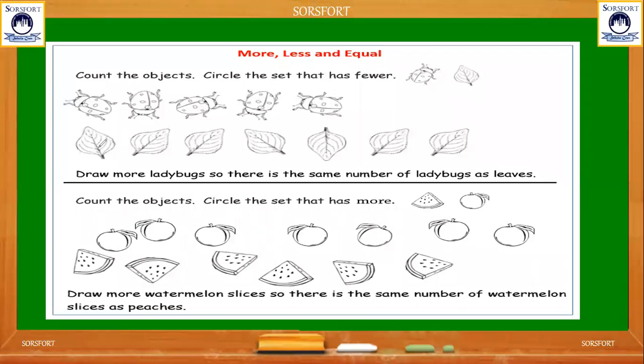And how many leaves are there? 1, 2, 3, 4, 5, 6, 7. 7 leaves are there. So here, how many bugs? One more time. 1, 2, 3, 4, 5. So 5. And how many leaves? 1, 2, 3, 4, 5, 6, 7. Now we have counted. Now circle the set that has fewer. So 5 is less or 7? Yes, 5. So I have to circle this set.